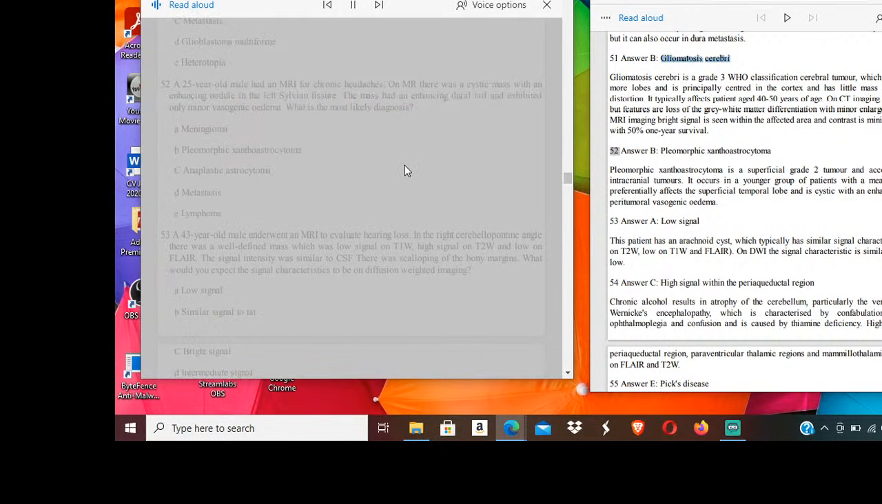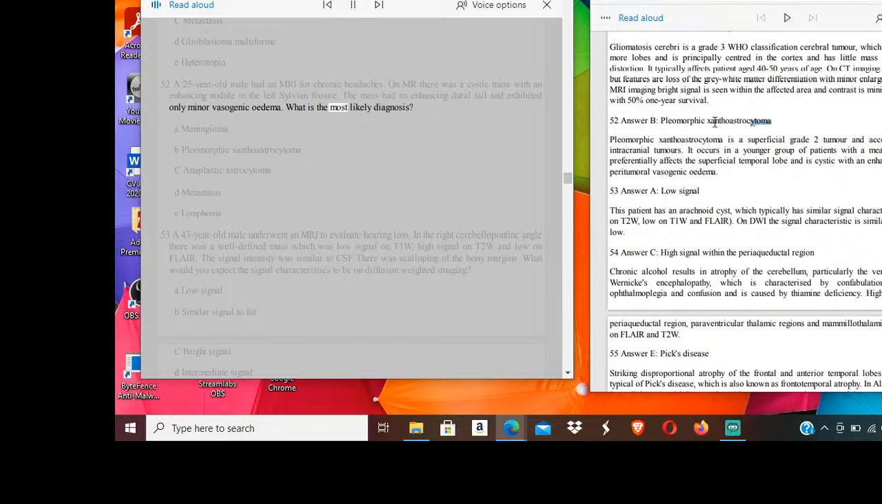Enhancing nodule in the left Sylvian fissure. The mass had an enhancing dural tail and exhibited only minor vasogenic edema. What is the most likely diagnosis? A, meningioma; B, pleomorphic xanthoastrocytoma; C, anaplastic astrocytoma; D, metastasis; E, lymphoma.